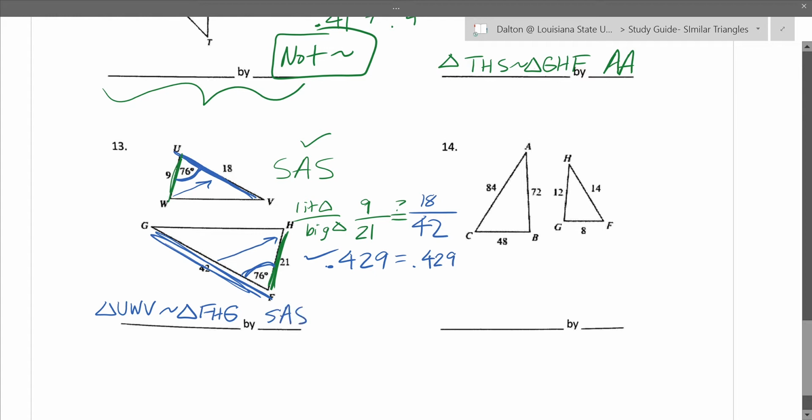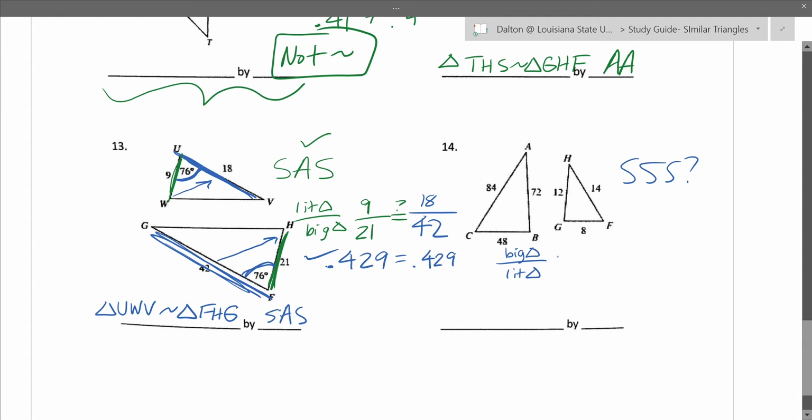The last one, notice I'm given no information about angles. The only thing I'm given are the 3 pairs of sides. So could it be SSS? I don't know. You have to prove it. So again, let's set up little triangle. Let's do big over little, just to show you that it really doesn't matter which way you order it as long as you keep them organized.